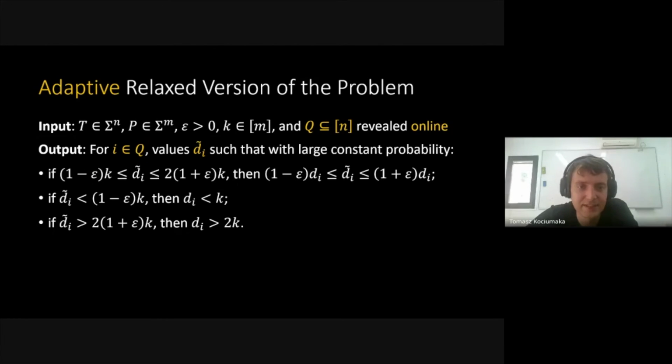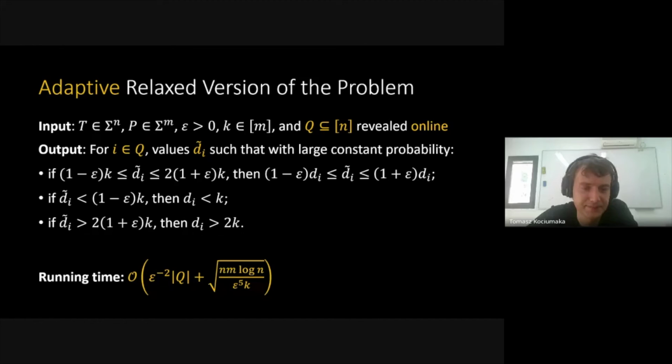So this adaptivity allows improving the running time because our sole bottleneck was just outputting and comparing the fingerprints and then estimating the Hamming distance based on the fingerprints. And since we need to do that only for the queried positions, this linear term in the running time becomes linear not in n, but in the number of queries Q.